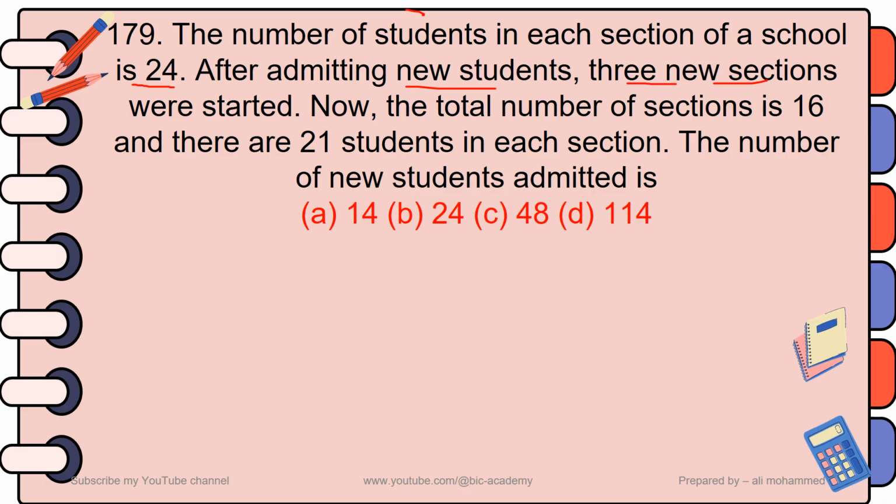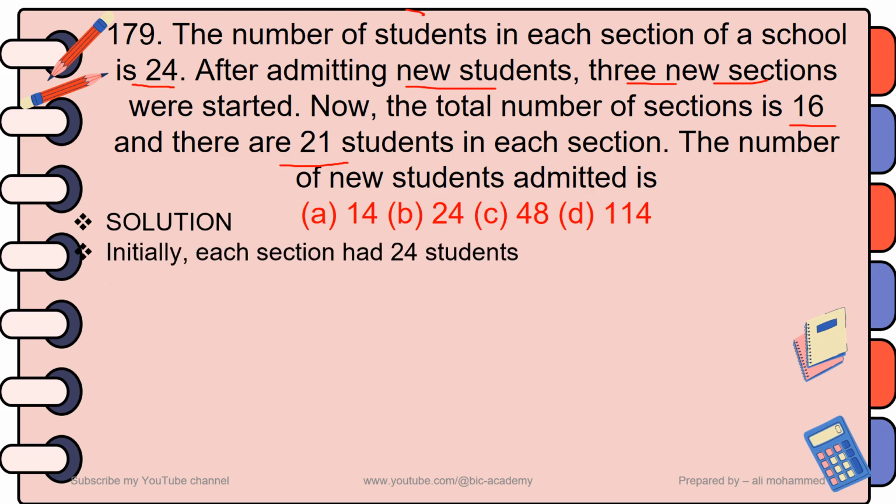When the new sections are created, the total number of sections becomes 16. And in each section there are 21 students. Previously there were 24, but now the number of students has decreased and becomes 21. So this is the information. From this information you are required to find out the number of new students admitted. Good. Let us see the solution step by step here.